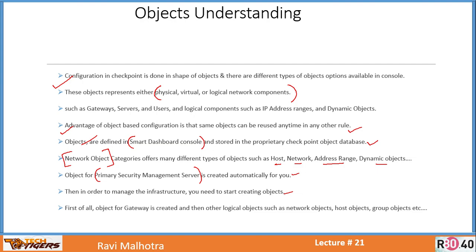Please be attentive and please watch the next video, the next lecture. The next lecture is a live lab, and in that lab we will actually create different types of objects, different use cases, different scenarios I will discuss. We will create an object for network, an object for host, address ranges, predefined, interoperable, security zones, logical server. Everything we are going to do live right in front of you in the next lab, guys.